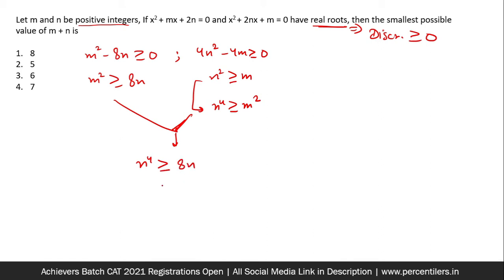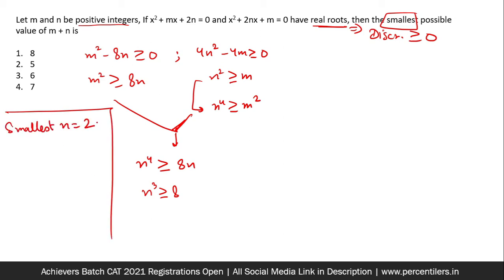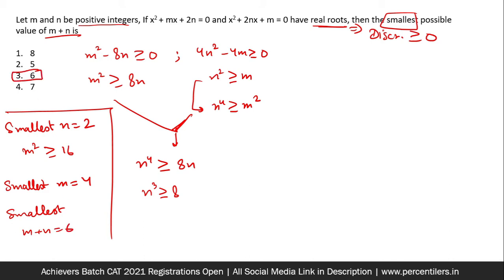Now since n is positive, we can just divide the entire inequation by n, and I'll get n cube is greater than or equal to 8. Now since we need to find the smallest possible value, the smallest n will be equal to 2. If the smallest n is equal to 2, then m square is going to be greater than or equal to 16. So the smallest m will also be 4, and we have to find the smallest possible value of m plus n. So the smallest m plus n will be nothing but 6, the third option. Alright guys, to the next question.